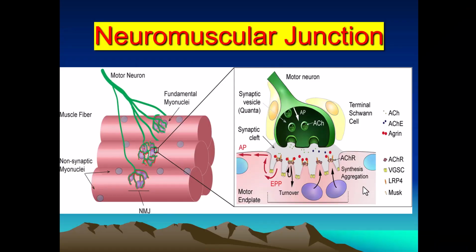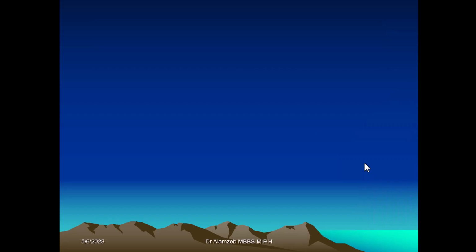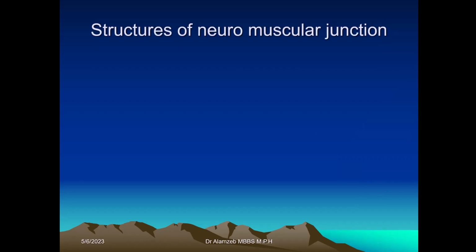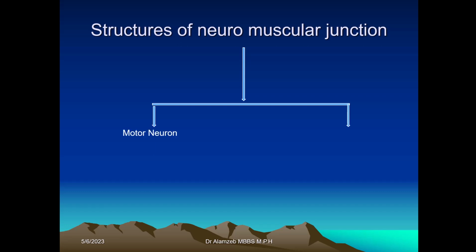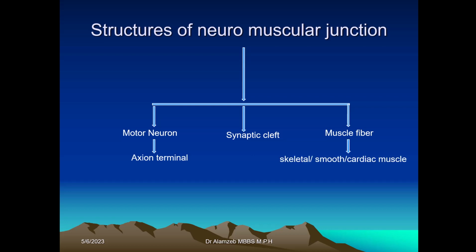Bismillahirrahmanirrahim. Today we are going to discuss the neuromuscular junction, and first we'll discuss the structure of the neuromuscular junction, that is, what structures are included in it. So the neuromuscular junction contains a motor neuron, muscle fiber, synaptic cleft, and axonal terminal.